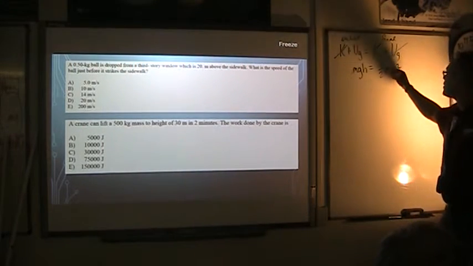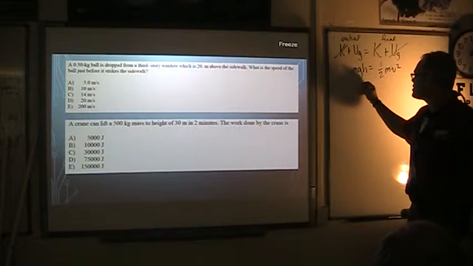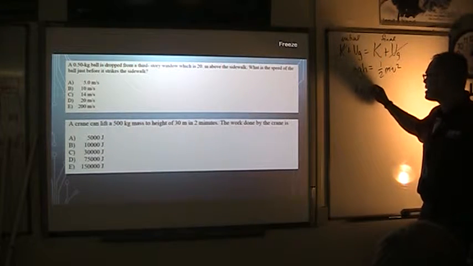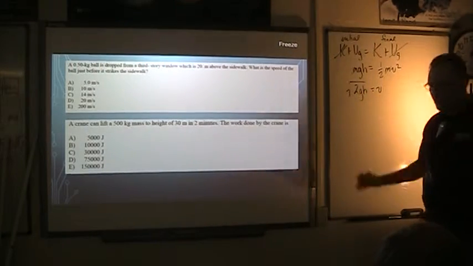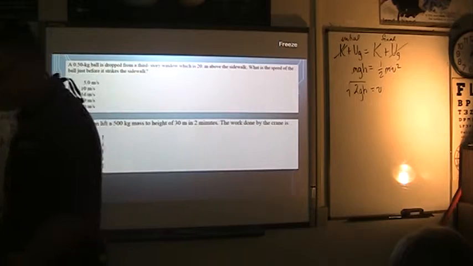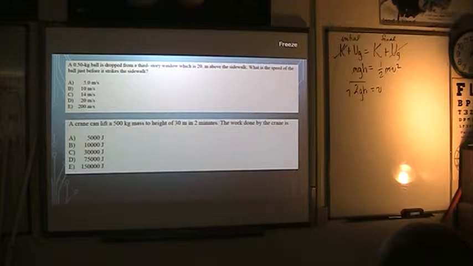The masses cancel because it's the same mass. Multiply both sides by 2. So 2 times gravity times height is equal to v squared. Take the square root. And when we do that, what answer do we get? 2 times 10 is 20. 20 times the height is what? 400. Square root of 400 is? The answer is D, 20 meters per second. Conservation of energy. This is a review before Thanksgiving.